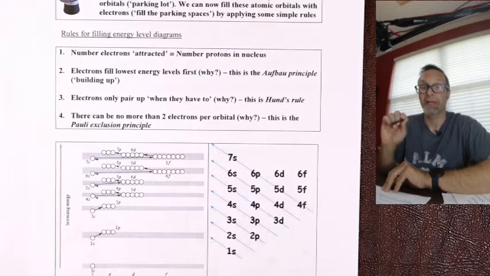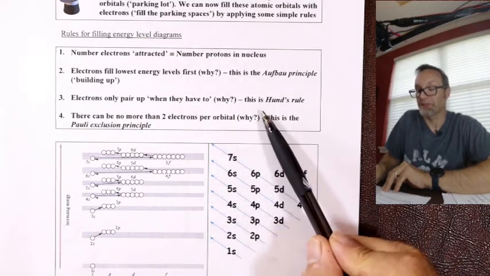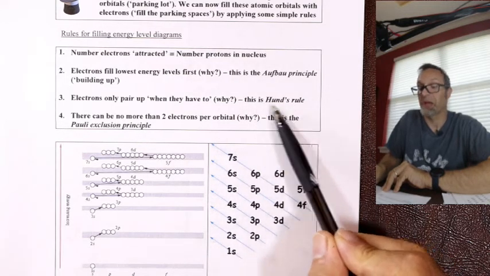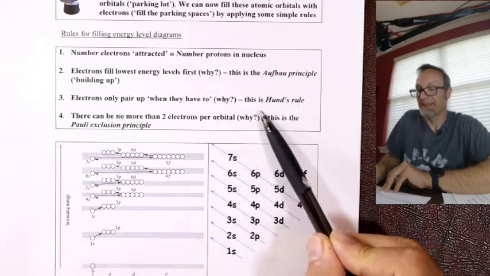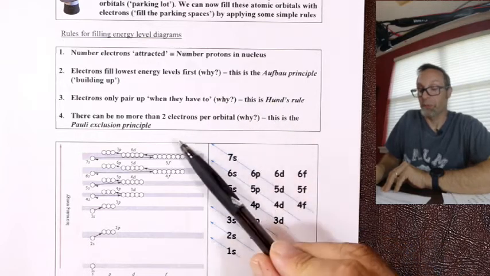And then we pair it when we have to, because it costs a little bit of energy to pair an electron. Okay, that's called Hund's rule. Electrons only pair when they have to is actually called Hund's rule. It's kind of related to the one we've been talking about, the Pauli exclusion principle.